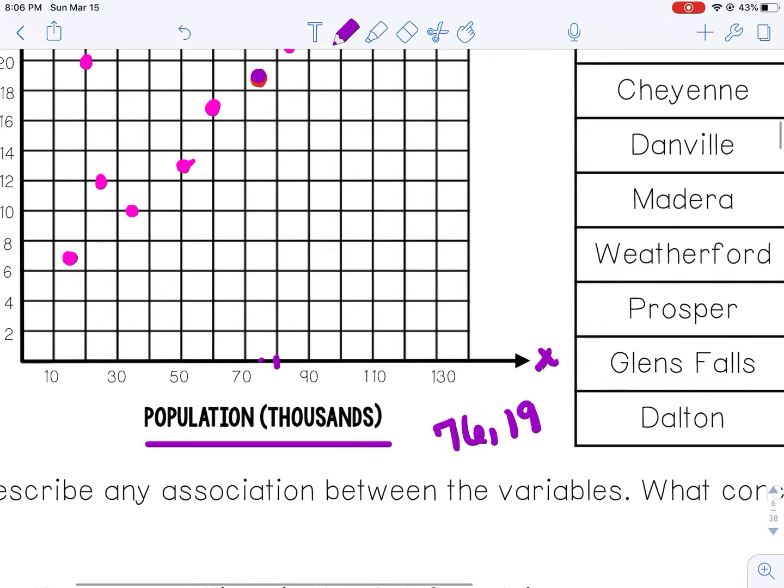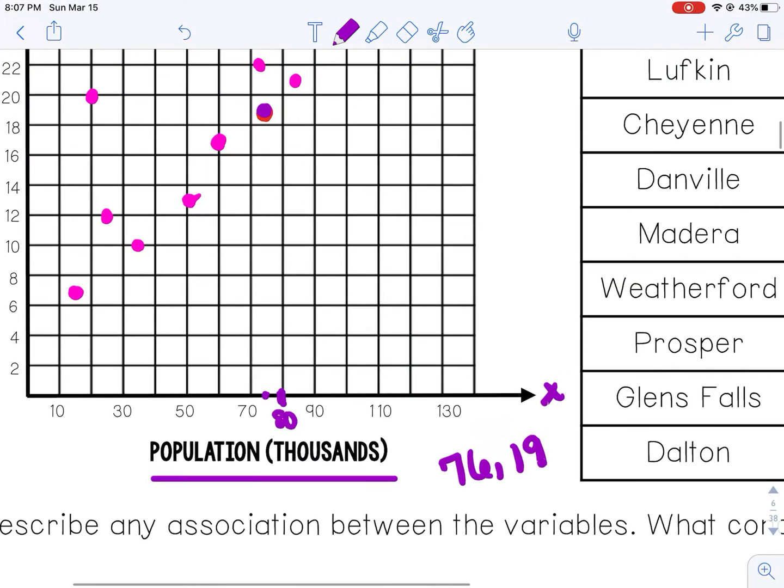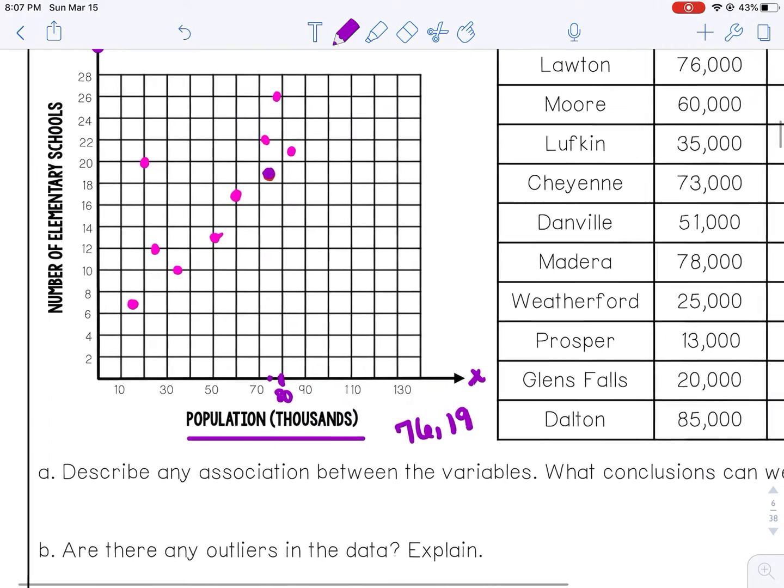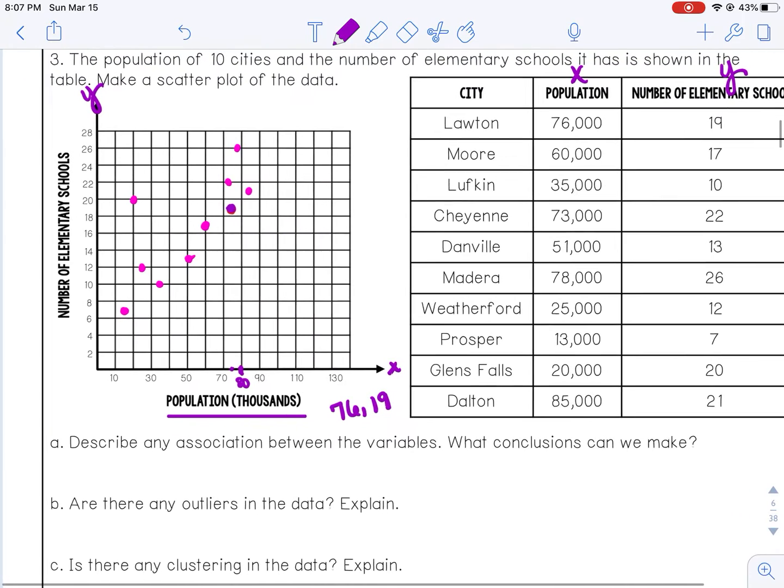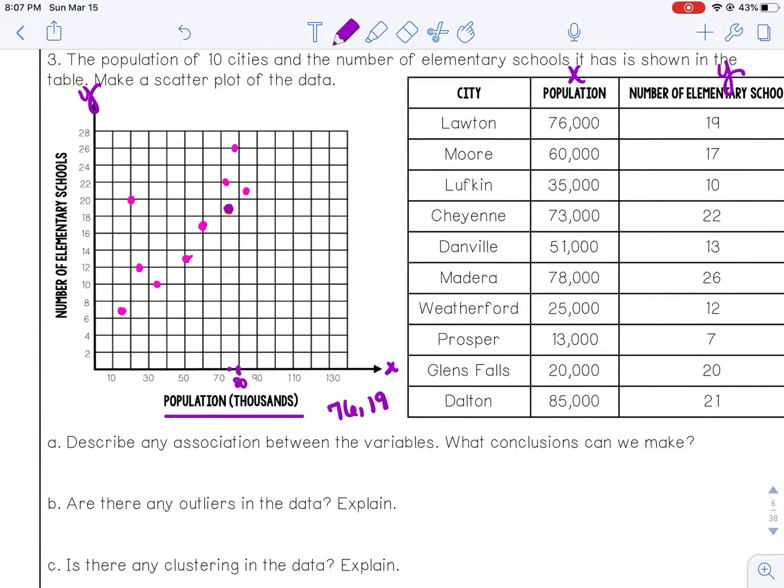Well, I can see that my graph is counting by tens. So this little point right here is actually 80,000. So 76 is going to be about right there. And then 19 would be about right here, that purple dot up there. Okay. So go ahead and practice plotting those points. Pause the video and come back when you're done.